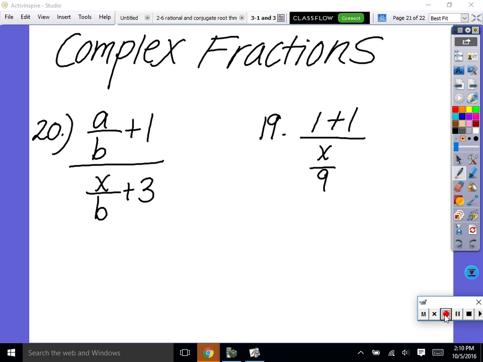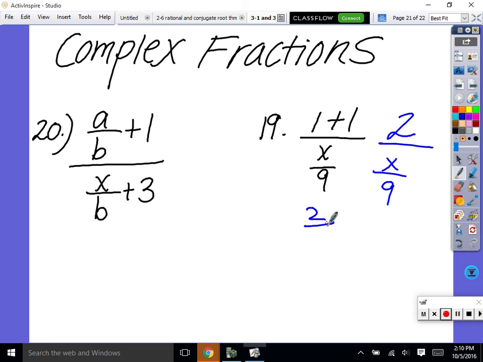For 19, a complex fraction is a fraction with a lot of fractions on top and a lot of fractions on bottom. Fractions divided by fractions. Does everybody see where there's multiple fractions? So how we would take care of this is we would simplify the top. Let's start with 19. Simplify the top, simplify the bottom, then divide. So on top, don't we get a 2? On bottom, we have x over 9.